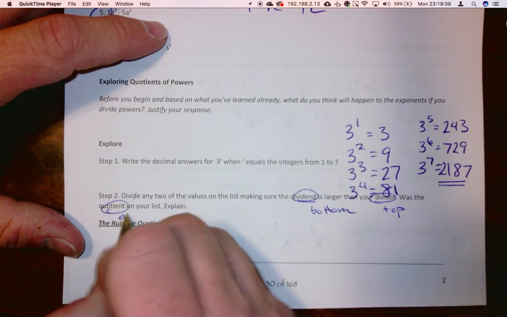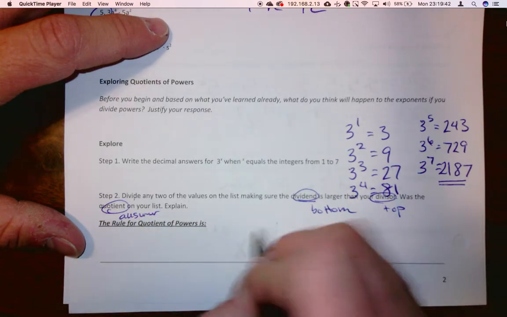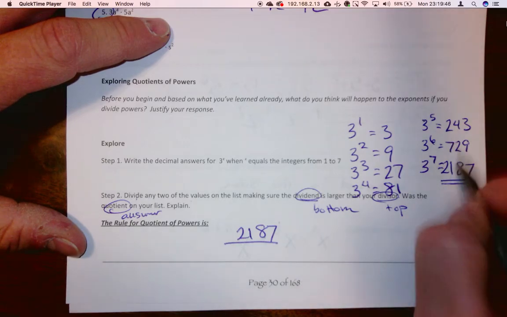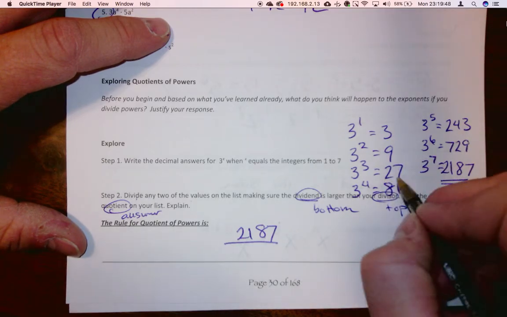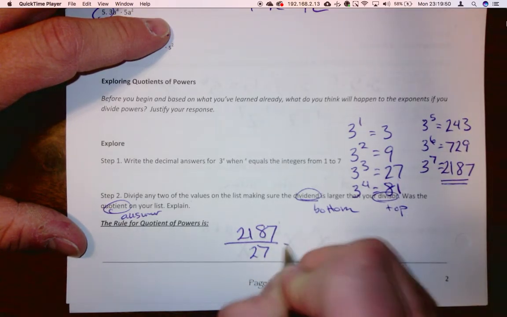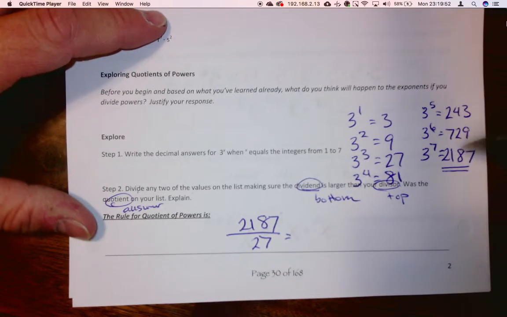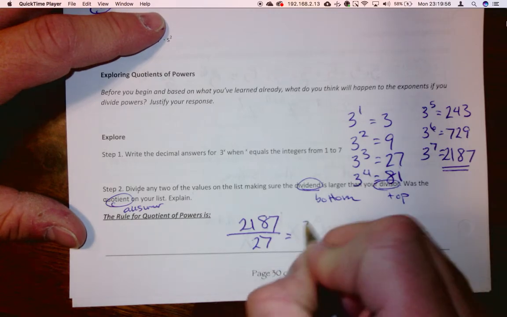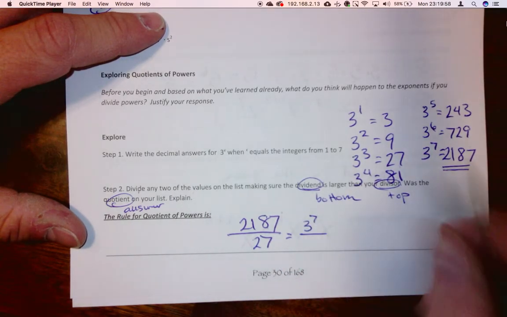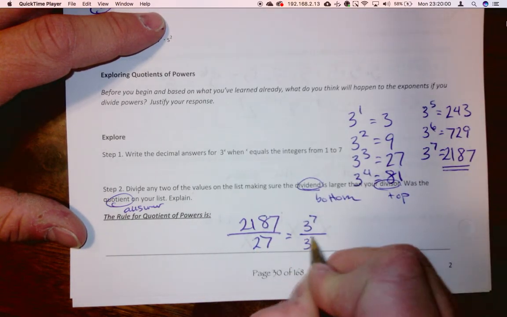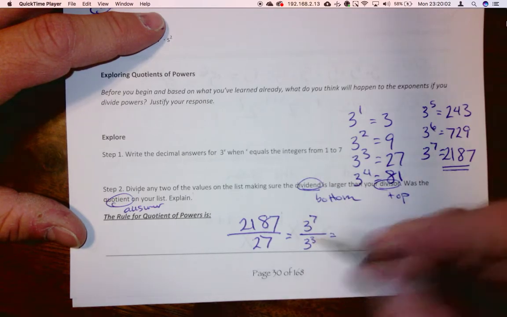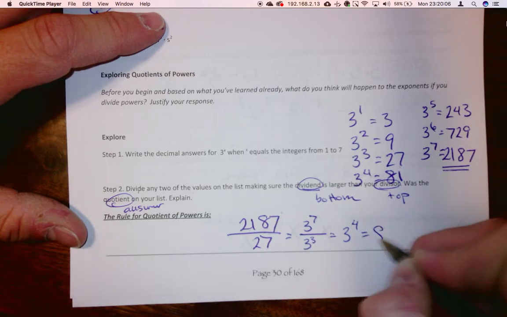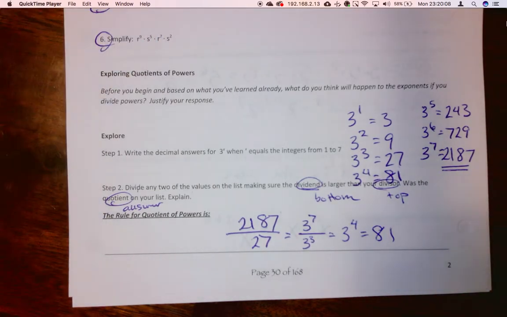Quotient is the answer. So if I take 2187 and I divide by 27, do I get an answer that's somewhere on this list? Well, actually I should, because 2187 is 3 to the 7th, 27 is 3 to the 3rd, and so 3 to the 7th over 3 to the 3rd, we subtract the exponents. I should get 81 for an answer.